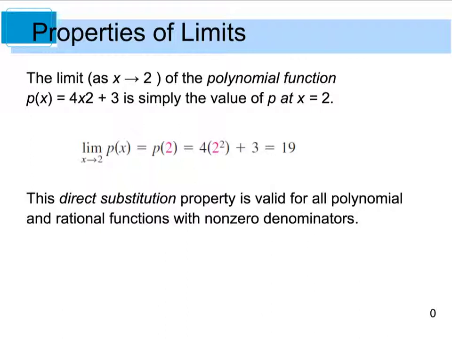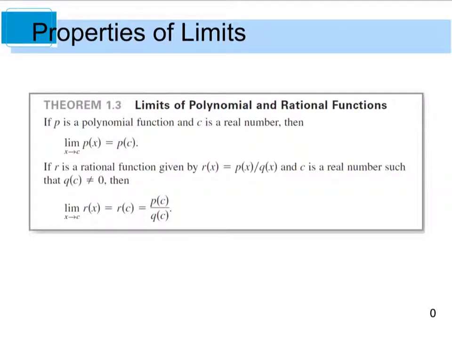Which is explained right here. Alright, now a big thing is what we can do and say if P is a polynomial function and C is a real number, then R is a rational function given by R of x equals P of x over Q of x, and C is a real number such that Q of C does not equal 0. Then the limit as x approaches C of R of x equals R of C, which equals P of C over Q of C.